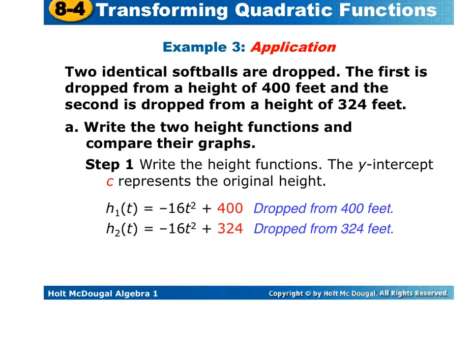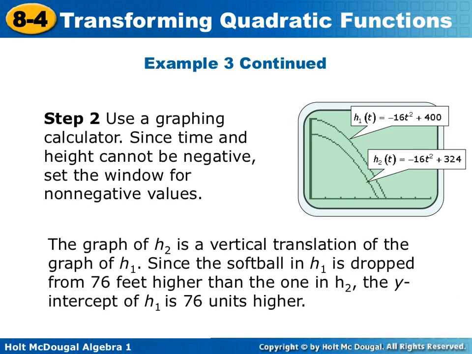So here it says you have two identical softballs. The first is dropped from a height of 400 feet and the second from 324. It wants us to write the two height functions and compare their graphs. So notice this c is the height that they're dropping it from. Okay, the number here is the same. So they want us to compare the difference in these two graphs.